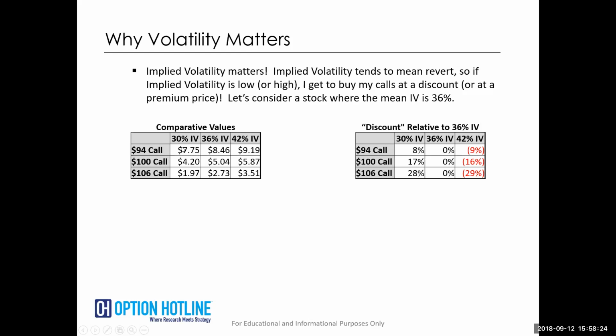Why? Because the 94s have what we call intrinsic value. If the stock stays at $100, this is still worth $6. It is $6 in the money. So I can only lose the extrinsic value, that $1.75 of extra premium.